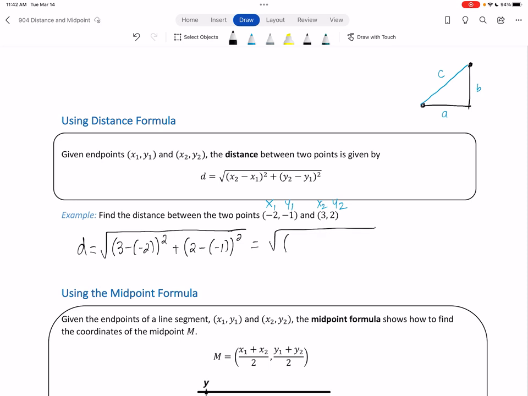So 3 minus -2 makes 5 squared. 2 minus -1 makes 3 squared. So square root 25 plus 9, square root of 34. So the distance between those 2 points, -2, -1, and 3, 2, is square root of 34.